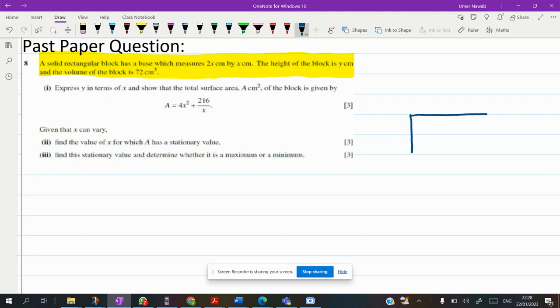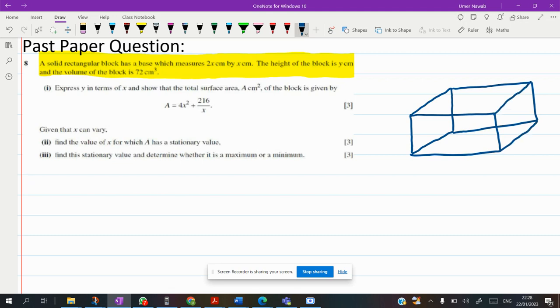For example, I'm making a rectangle and I'm making another rectangle at the back. Now join the corners. Now this is in front of you, a cuboid. So he said the base length is 2x and the width is x. The height is y. The volume is given by him equals to 72 centimeter cubed.